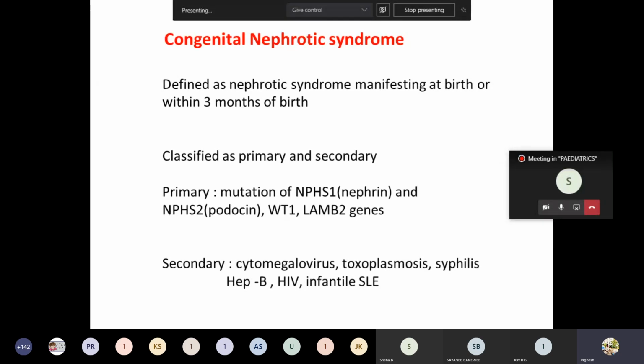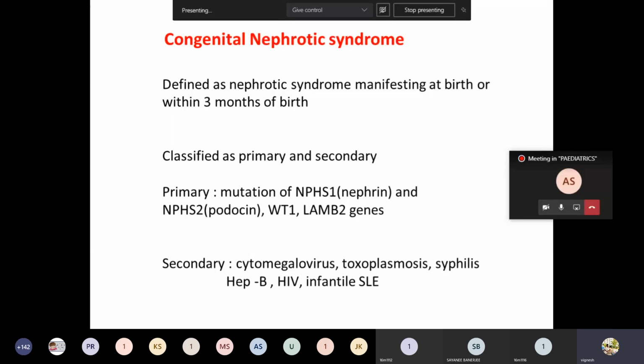So a few words about congenital nephrotic syndrome. You will get the short notes. Congenital nephrotic syndrome is defined as a syndrome manifesting at birth, that is, in children less than 6 months old. It is classified into primary and secondary. Primary is genetic in nature, because of defects in nephrin as well as podocin. As already told, these are present in the basement area.